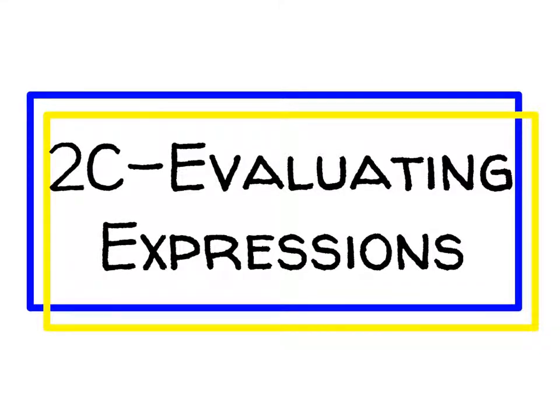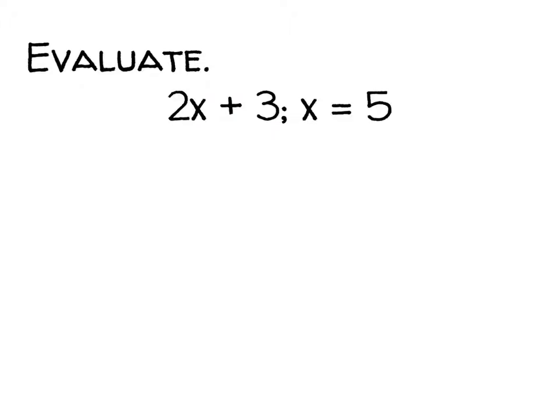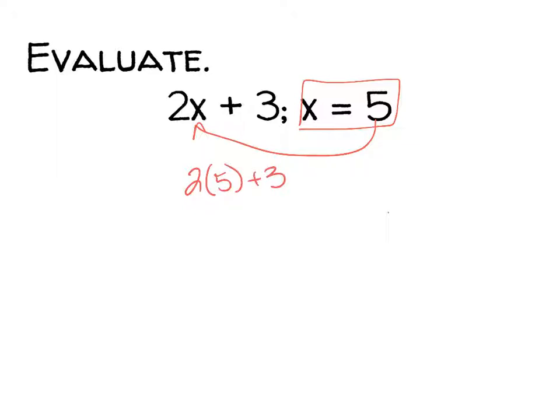This is a quick review of evaluating expressions. So it says evaluate 2x plus 3 when x equals 5. All this really means is we want you to substitute in the 5, in our case x equals 5, we want you to substitute 5 in for the x. So we want you to take 2 times 5 and add 3. That is 10 plus 3, and 10 plus 3 is 13. That is what evaluate means.